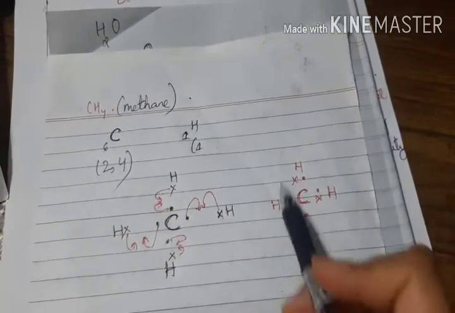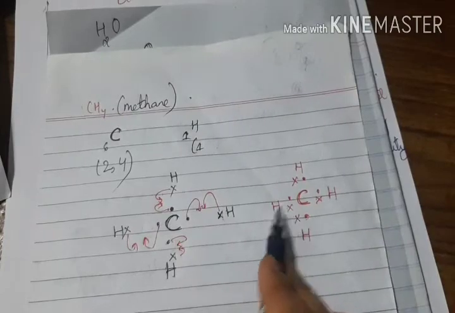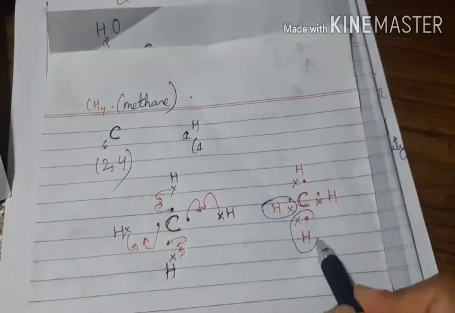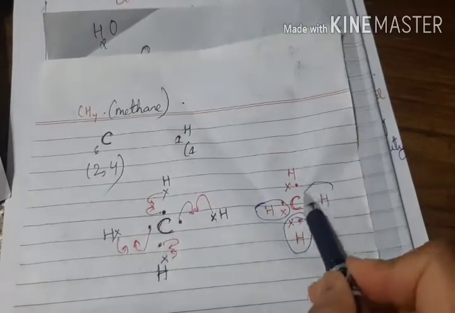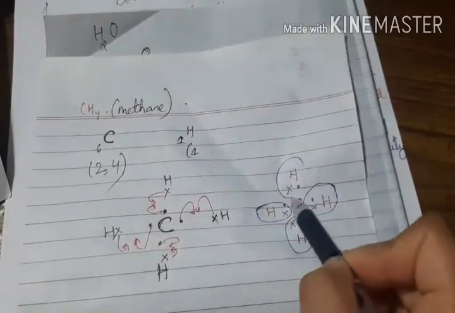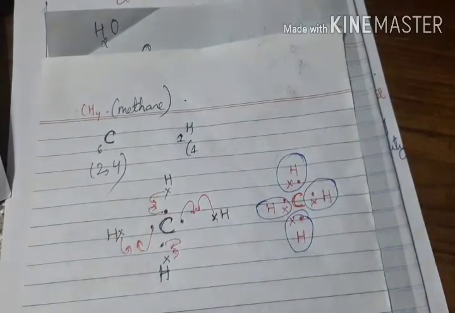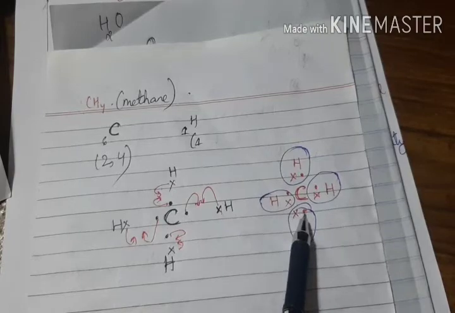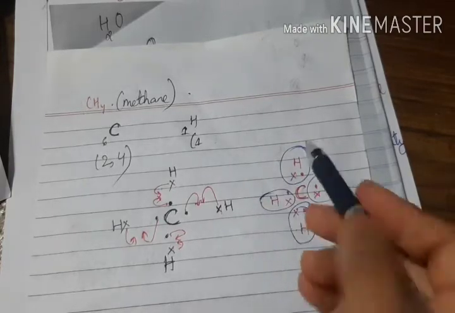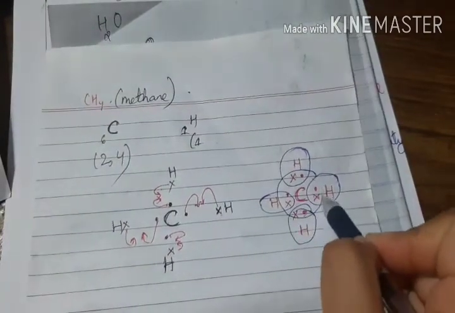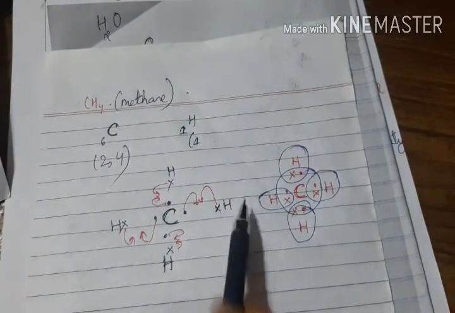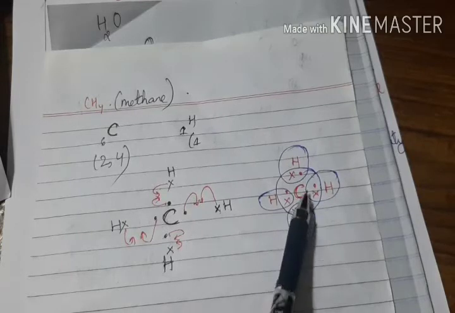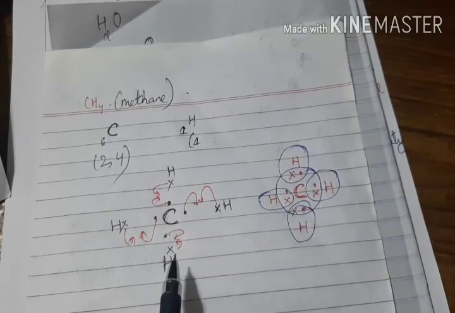Now let's count. For this hydrogen, 1, 2, duplet. For this hydrogen, 1, 2, duplet. For this hydrogen, duplet, and for this hydrogen, duplet. Now for the carbon: 1, 2, 3, 4, 5, 6, 7, 8, octet configuration. So it is sharing 4 electrons. Have a look, these all are shared pairs.